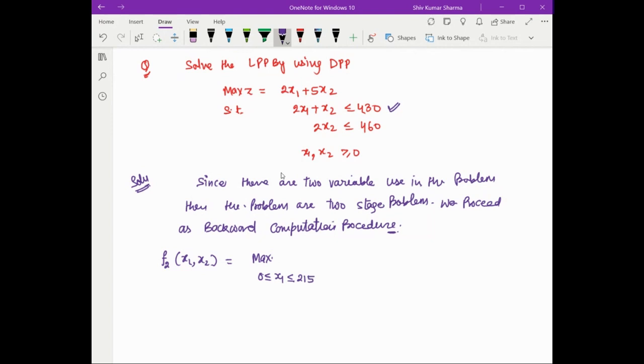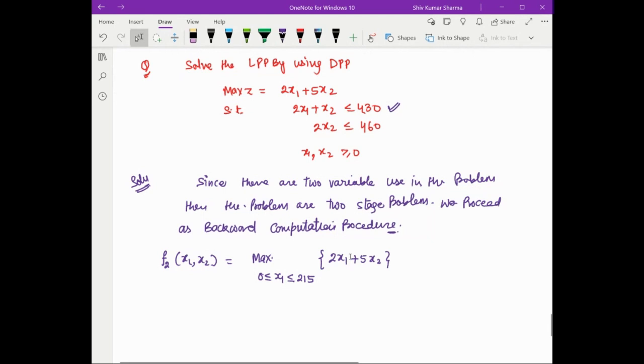We see the second constraint, but the second constraint doesn't contain the x1 variable. So we don't take a value of x1 from it. So we have only one range, which lies between 0 to 215. Now we write the objective function to maximize, which is 2x1 plus 5x2. So this is our main problem.